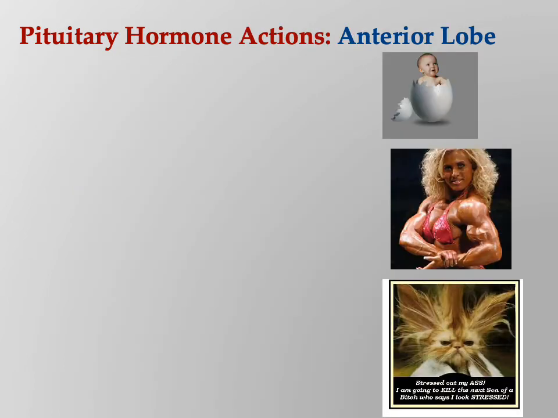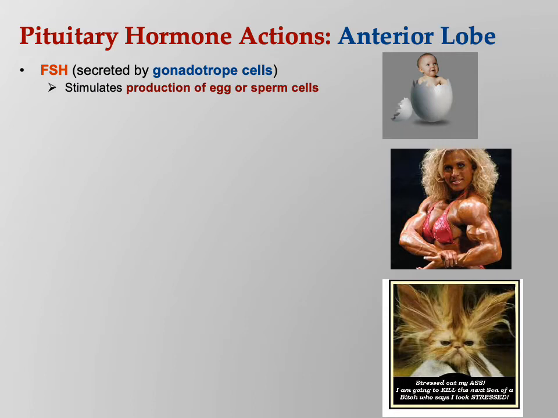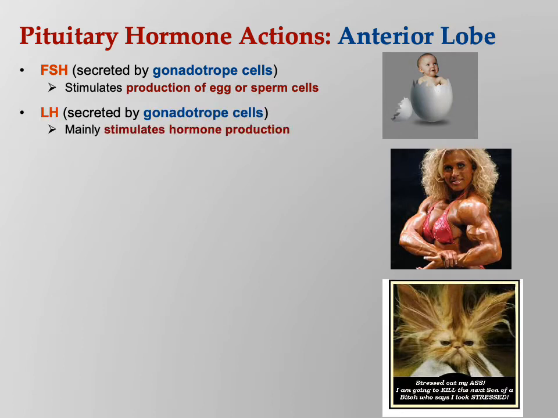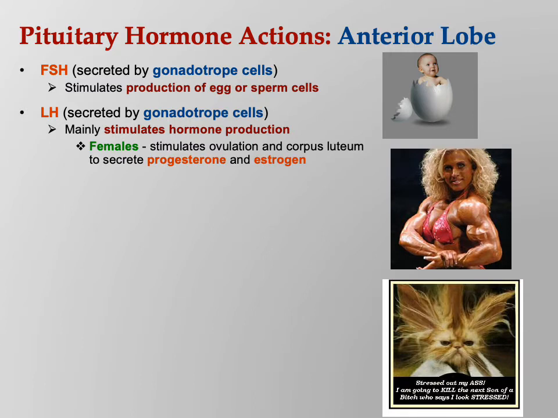Let's start taking a look at the anterior pituitary hormones and specifically what they do, okay? FSH by the gonadotrope cells, that's unimportant, I won't ask you that. Stimulates production of egg or sperm cells, like I told you before. Think of follicle as meaning sperm in males, eggs in females. Luteinizing hormone mainly stimulates hormone production. In females, it's going to stimulate ovulation and the corpus luteum to secrete progesterone and estrogen.